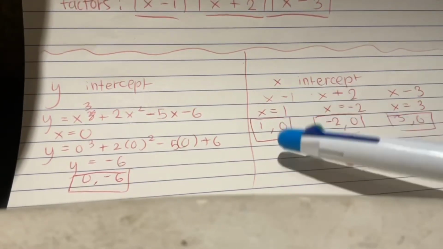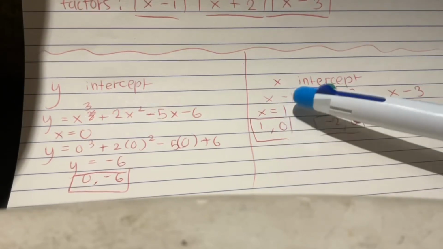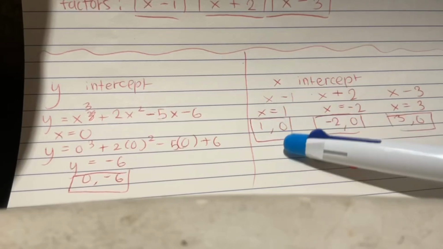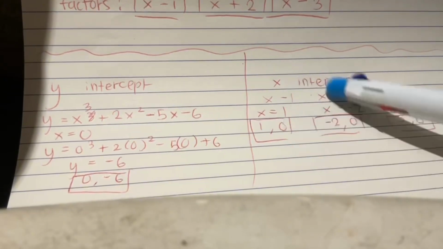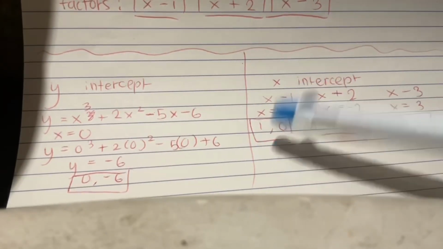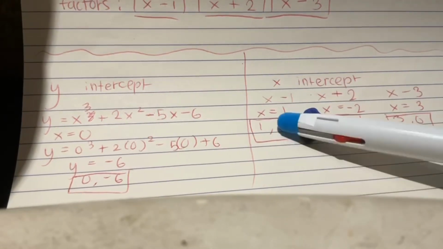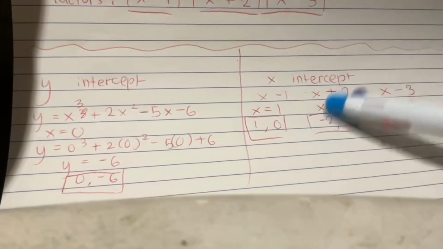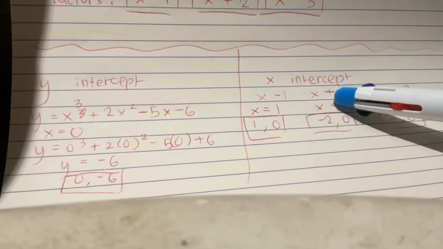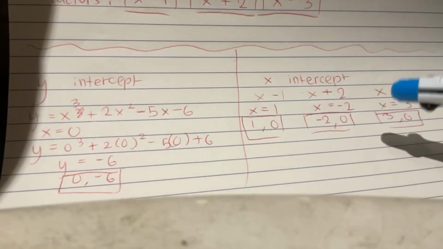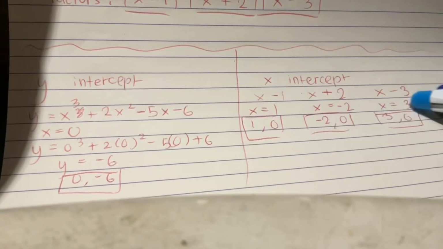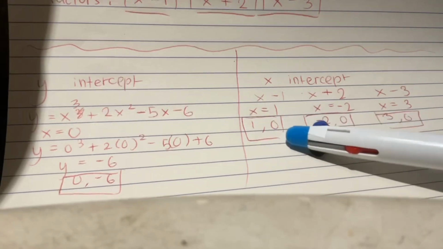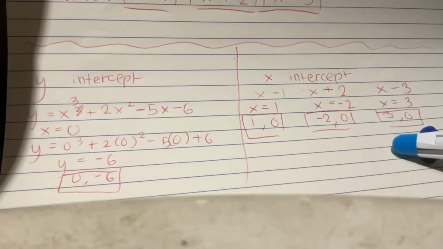So we have here x minus 1. We just need to get the x and 1. You just need to change the sign, put the 1 over here, and get the 0. So our x-intercept is 1 and 0. Same goes here: you just change the positive to a negative, and same goes here. So our x-intercepts are 1 and 0, -2 and 0, 3 and 0.